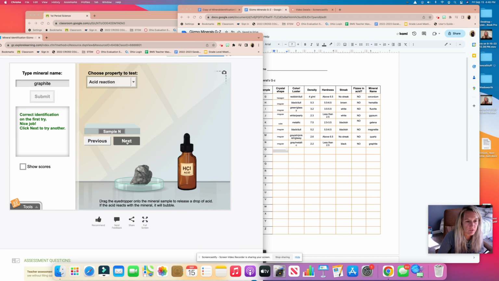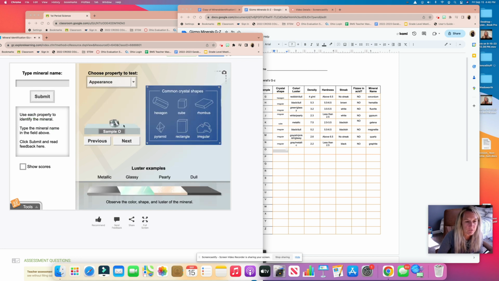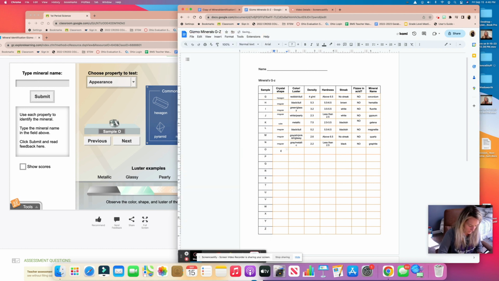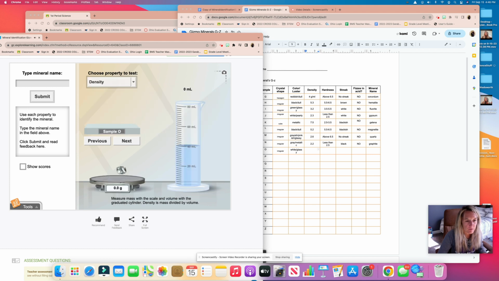All right, letter O. Start with appearance. Ooh, this looks pretty. So this is white and glassy. It's not metallic. It's kind of an irregular crystal formation. So we're going to say irregular, white glassy. All right, let's get the density. We have 14 divided by 4. So we have a density of 3.5.